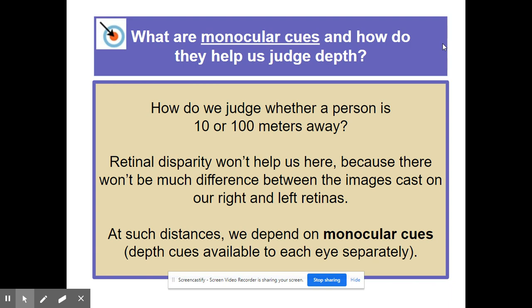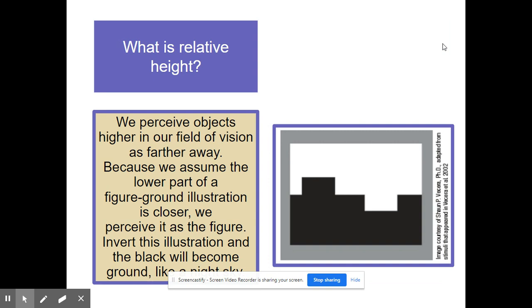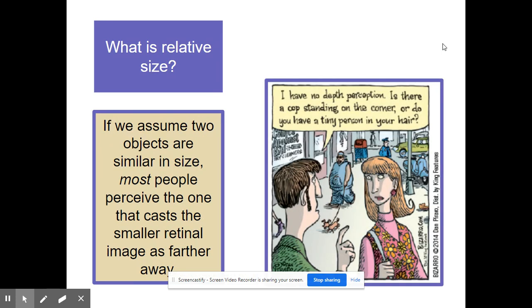Here are some examples. Looking at relative height. The objects that seem higher are further away and lower ones are closer. Or relative size. Objects that are smaller seem to be further away. Larger are closer.